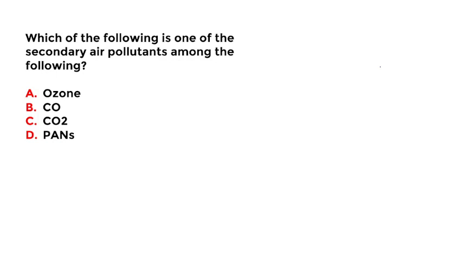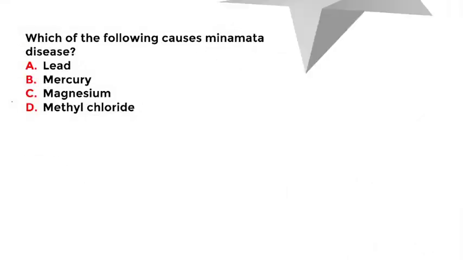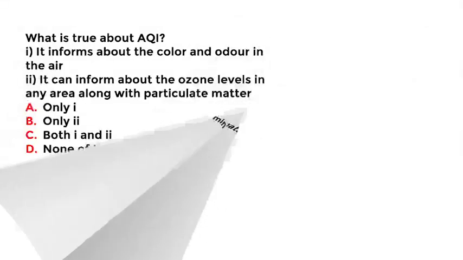Now, certain questions from today's session. Let's see how many of you can answer this. Which of the following is one of the secondary pollutants? Remember, I told you about primary pollutant and secondary pollutant. So, ozone, carbon monoxide, carbon dioxide, and peroxyacetyl nitrates. So, the answer over here is ozone. I think everybody must have noticed it in the lecture. Then, Minamata disease is related to which type of poisoning? Lead, mercury, magnesium, methyl chloride. So everybody must be knowing mercury. I've already told you about it.